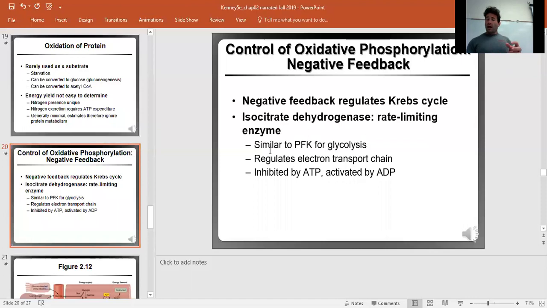And this is going to be inhibited by high levels of ATP, which makes sense. If you have a lot of energy available, you're not going to use things you don't need to. Whereas if you've got low energy availability, you in turn are going to make sure that you go ahead and produce more, AKA there's going to be higher amounts of ADP, adenosine diphosphate.